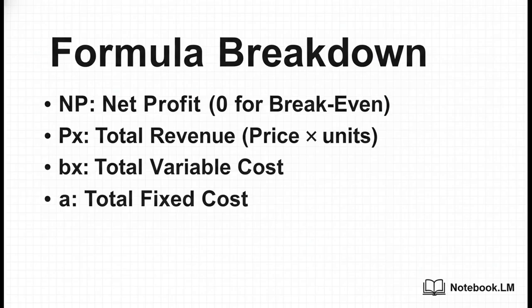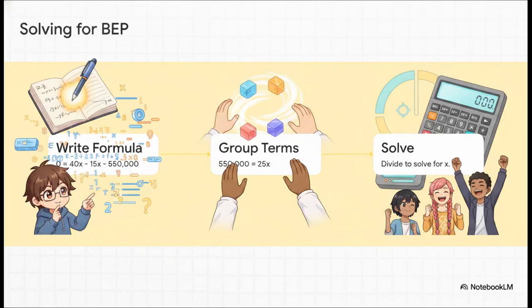If we ever want to find the break-even point, we just set that NP to a big fat 0. Let's actually walk through a scenario from our notes. We'll set profit to 0 and isolate X to find our target units. First, we drop our numbers right into the formula. 0 equals 40 times X minus 15 times X minus 550,000. Next, we group our terms by bringing those fixed costs over to the other side.